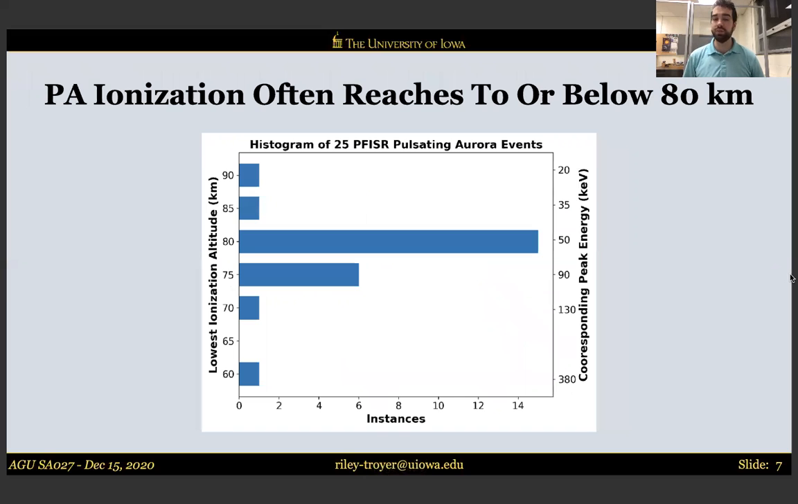The events we've looked at so far indicate that ionization at or below 80 kilometers is very common with pulsating aurora, which corresponds to roughly 50 keV or higher energy electrons.